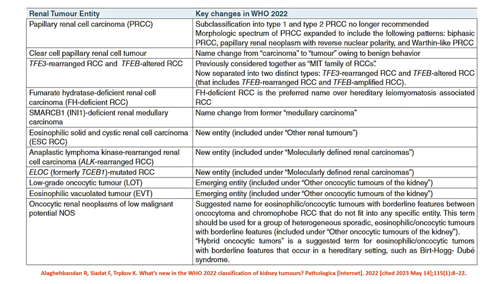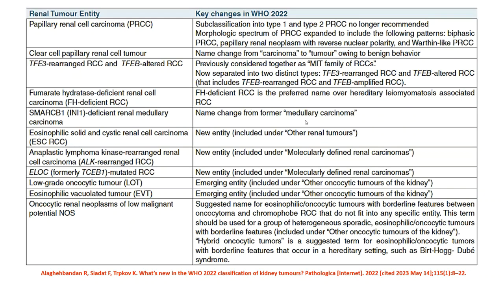So these are the new entities which are included in the latest WHO 2022 classification. Some nomenclatures have changed, some new genetic entities have been defined. You will have to know about all that. So for example, you have to know that papillary RCC is no longer subclassified into type 1 and type 2 category. You will have to know that the clear cell papillary renal cell carcinoma is not now called a carcinoma, it's called a clear cell papillary renal cell tumor. TFE3 and TFEB rearranged and altered RCCs have now got individual chapters of their own. The entity which was priorly called hereditary leiomyomatosis associated RCC is now called fumarate hydratase deficient RCC.